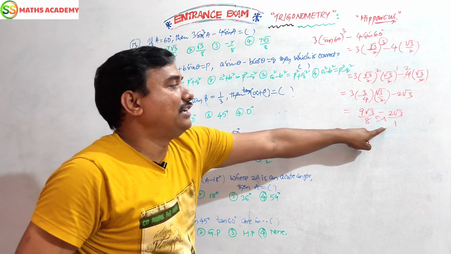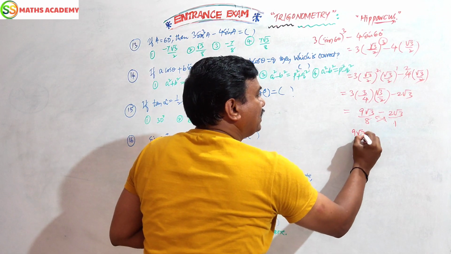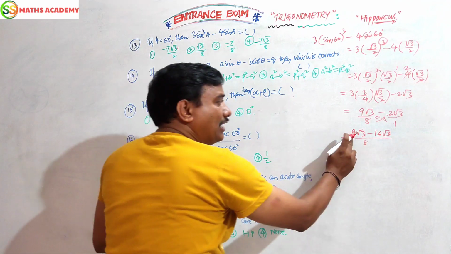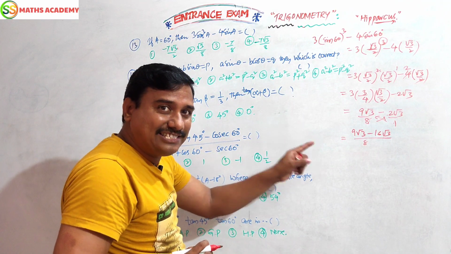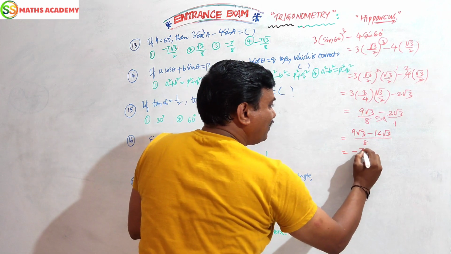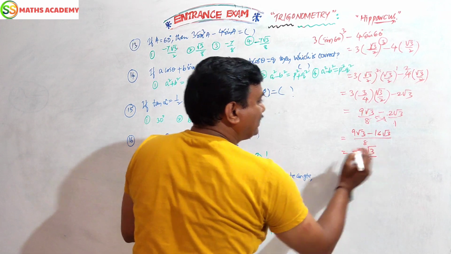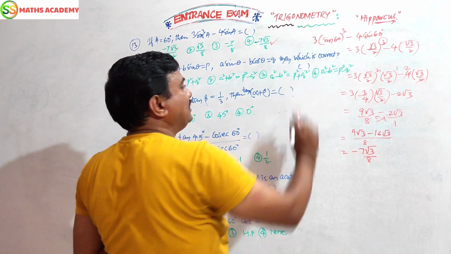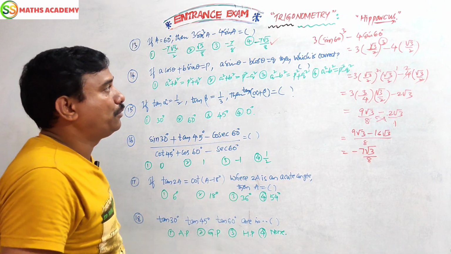Here, 1 into 9 root 3 is 9 root 3, and 8 times 2 root 3 is 16 root 3 by 8. So 9 root 3 minus 16 root 3 by 8 is nothing but minus 7 root 3 by 8. This is the answer. Okay, sign is very important.